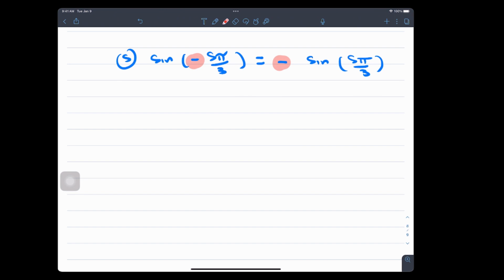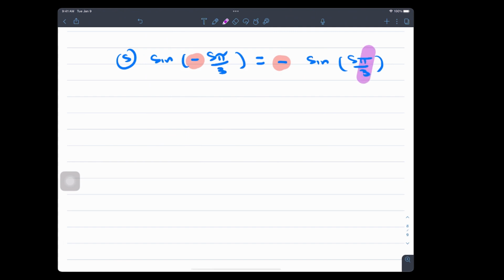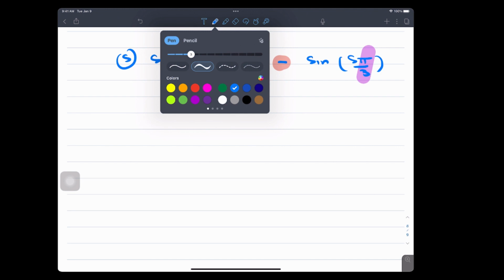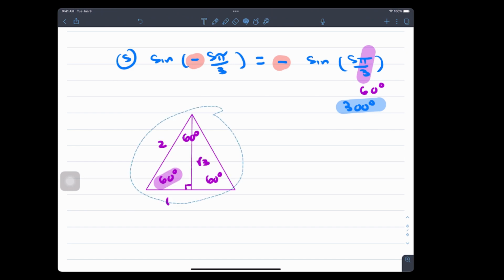So you're really going to focus on sine of pi over 3 here. And again, you go, oh, here's pi over 3. What's pi over 3 measure, by the way? Is that 60 degrees? Okay, so what's 5 times 60? The angle is 300. Is that true? Easy peasy lemon squeezy. 60 degrees.